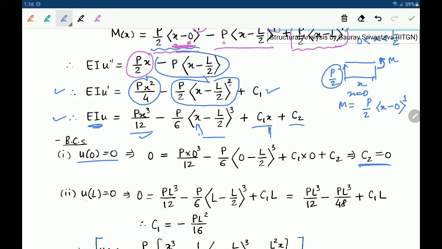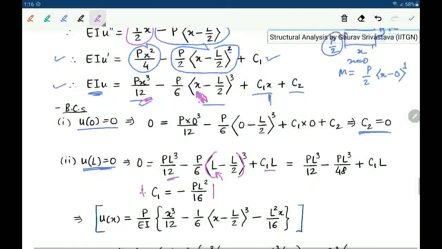The second boundary condition is u at L equal to 0. So here we get PL cubed by 12 minus P by 6. Now here we put x equal to L. This L is greater than L by 2, so this will actually become a simple bracket or a simple polynomial. And then this C1 times L, all of that equal to 0. So from here we can calculate that C1 comes out to minus PL squared by 16.